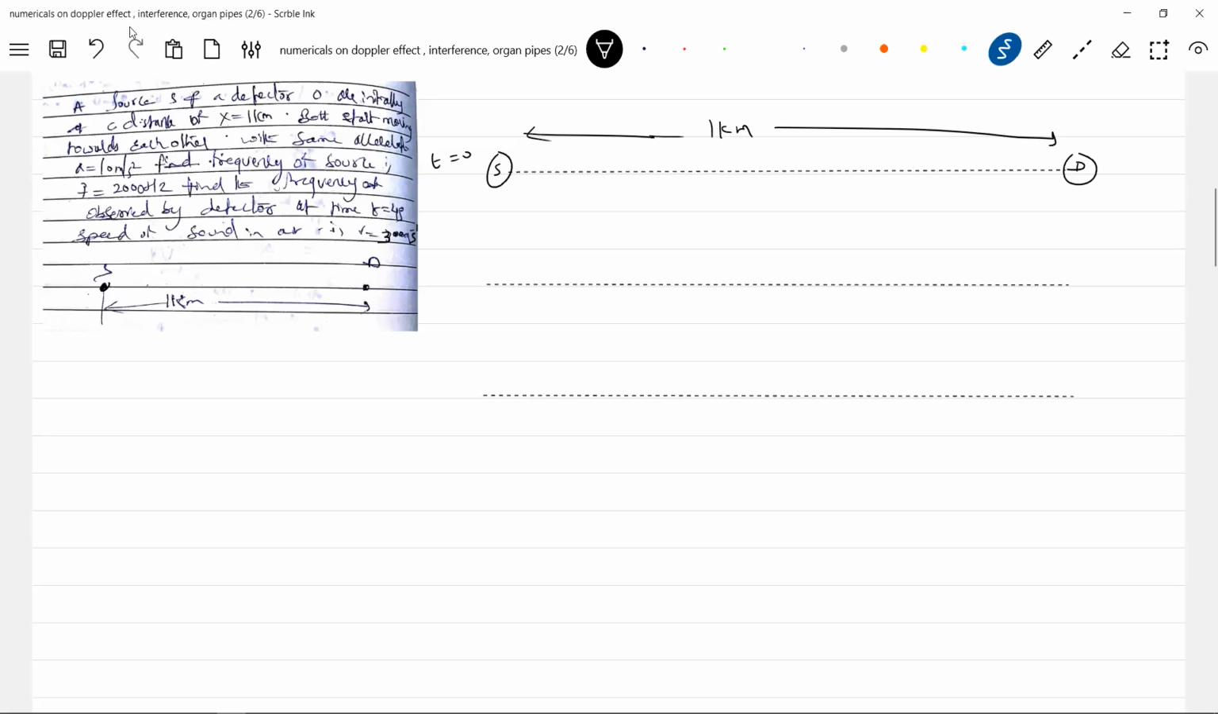So now observe by detector time t equal to 4 seconds. Somewhere the detector will be here. At t equal to 4 seconds, the detector will be here.